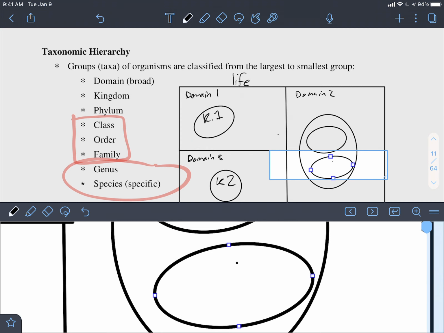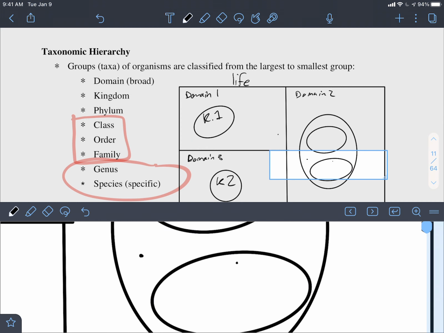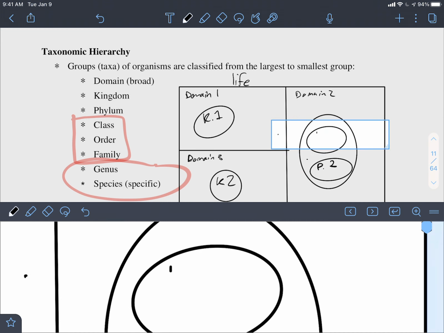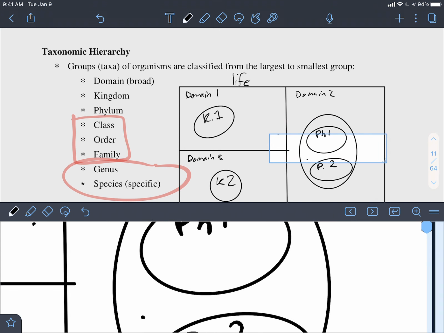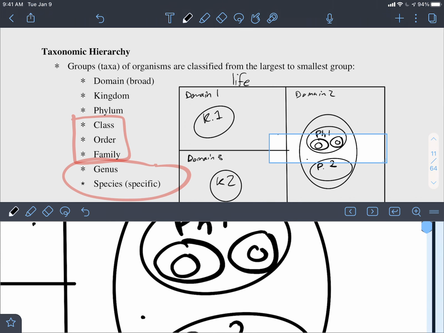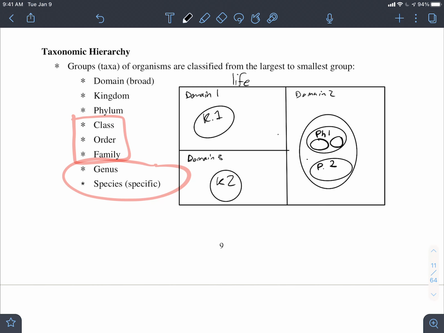So this could be like phylum 2, phylum 1. And then inside of that phylum, there would be smaller groupings yet, and then smaller and smaller and smaller and smaller and smaller. And it would just keep getting smaller until we got down to the species themselves. So the population, the interbreeding population.